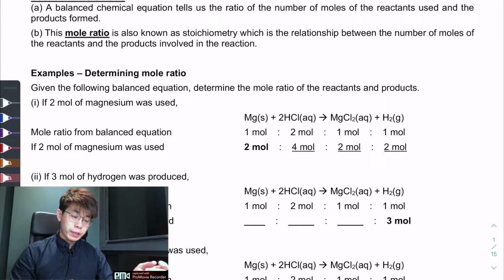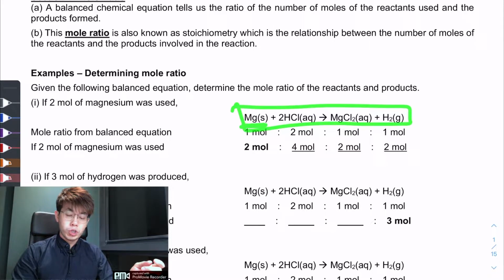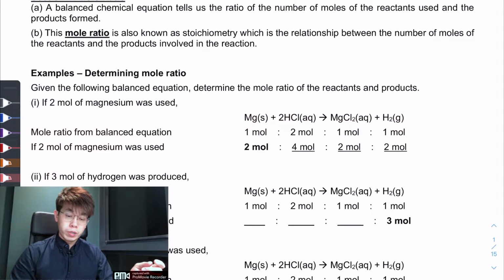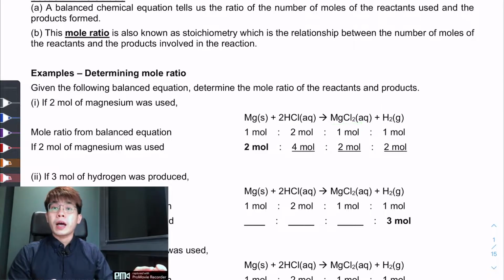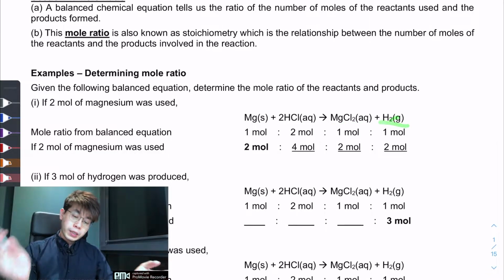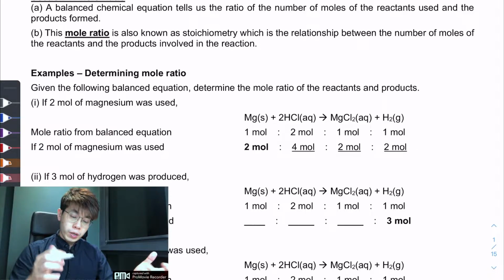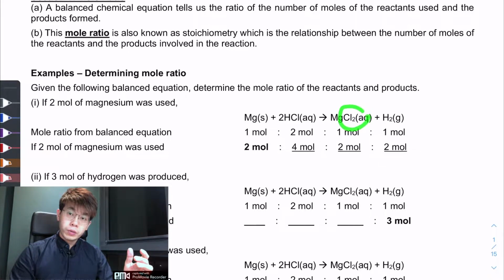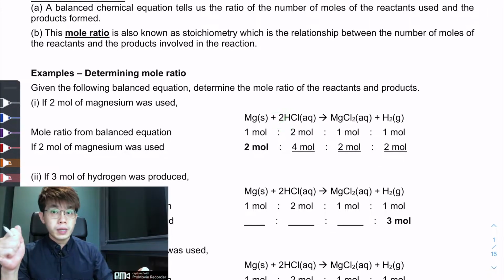When we look at this chemical equation over here, we have magnesium, Mg, reacting with HCl to form magnesium chloride, which is MgCl2, and hydrogen gas, H2. Because on the right side we have two Cl atoms, on the left side, in order to balance the chemical equation, we need to put the 2 in front of the HCl.